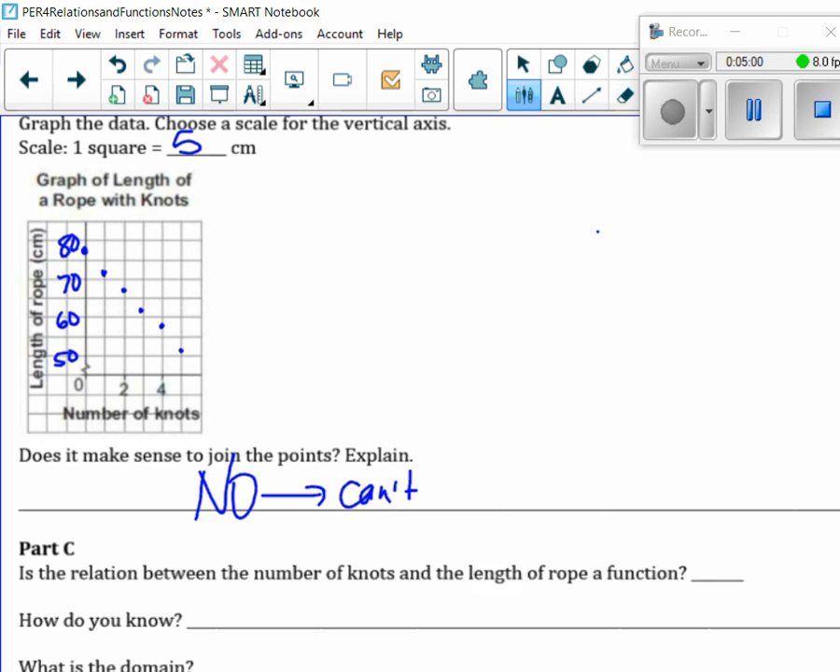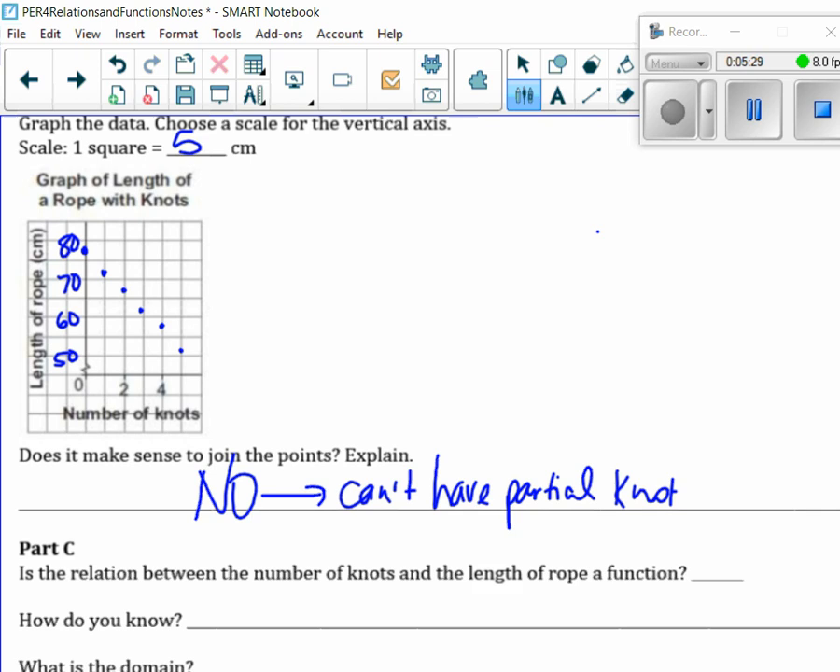Like, does it make sense to have 1.2 knots? You can't have that. That's what it represents when we join it. I hope everybody understands that. When I join these points together, that represents that I can have anything in between there. So you can't join it together if it doesn't make sense that you can have, oh, let me just erase this.